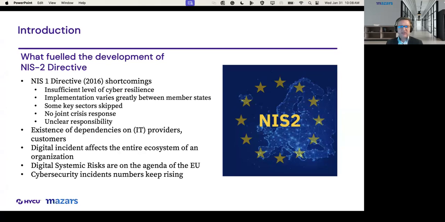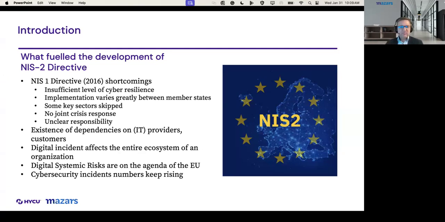Then some key sectors were skipped. There was no joint crisis response, and this became more obvious with a few events that happened in recent times. One of them being the whole COVID pandemic, which nobody saw coming and which showed us how important the supply chain is. And then also the geopolitical tensions and issues that are erupting now with the wars going on in certain areas of the world. So basically, the idea was to clarify it, have a clear baseline, and assign clear responsibility of who is responsible for this.